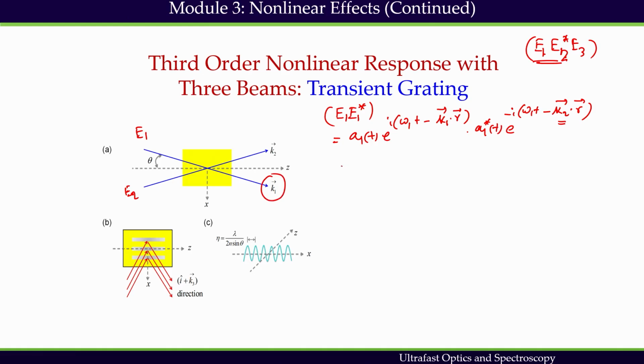So now if we simplify this, we get A1 modulus squared multiplied by e to the power i, and this omega 1 is cancelling out, so I get only minus (K1 plus K2) dot r. This omega 1 will cancel out because there is a negative sign here and a positive sign here.